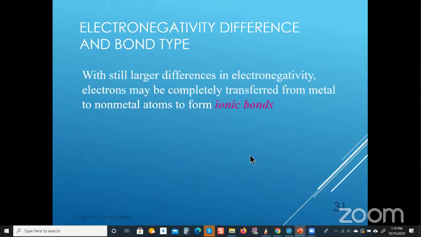Now, you can have a situation where the difference in electronegativity is so large that the electrons may be completely transferred from one atom to the next. And in that case, the type of bonding that exists will be an ionic bond, right? An ionic bond is what happens when you have electrons transferred from one atom to another, forming charges, and the force between the charges is the ionic bond, all right? So a good example of this is sodium chloride.